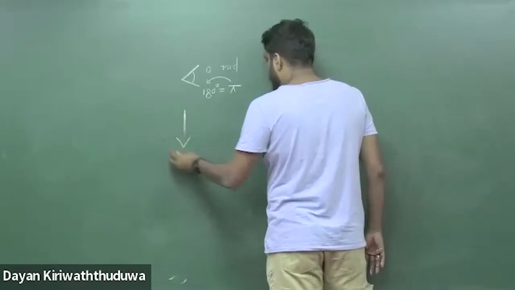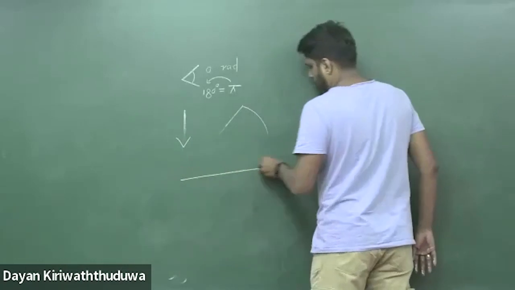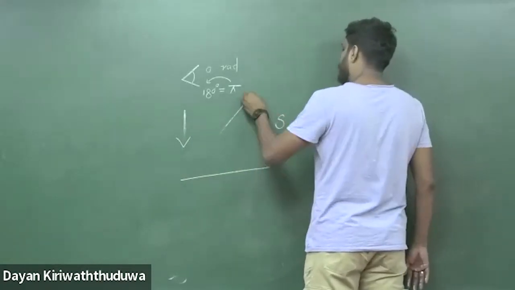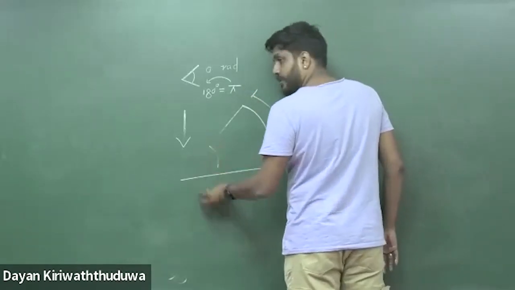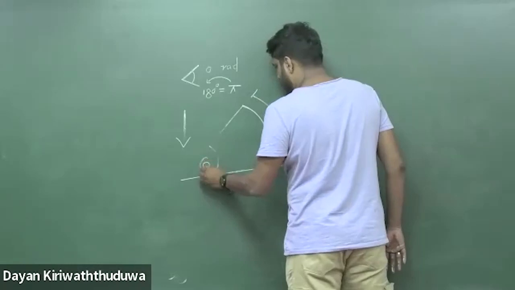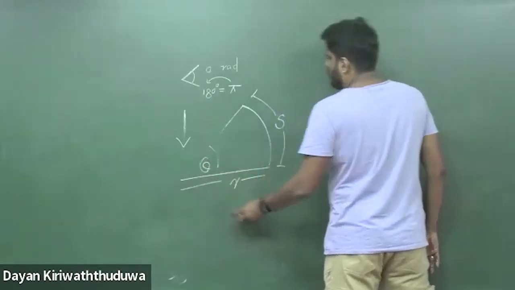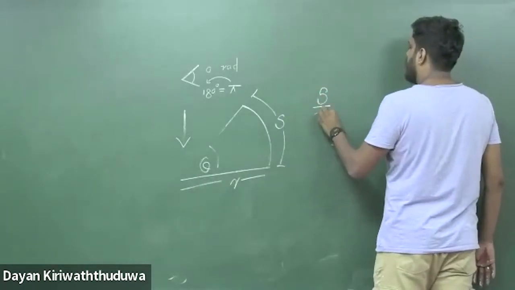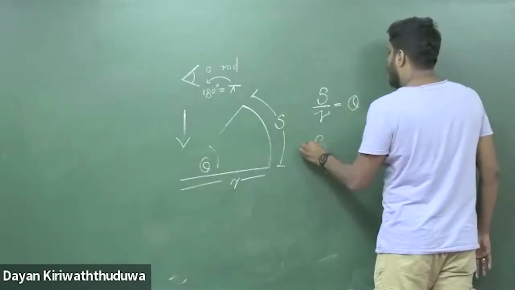Now we can actually think through a sector. This is a sector, right? And a sector has some arc length, S. And this is the angle in radians, theta, and this is the radius, R. So we know for a fact S divided by R is theta in radians, which is similar to writing S equals R theta, right?